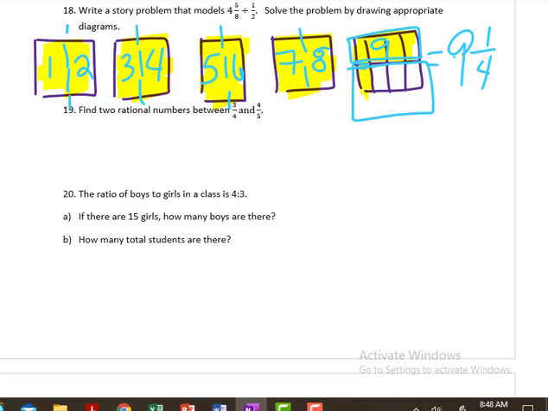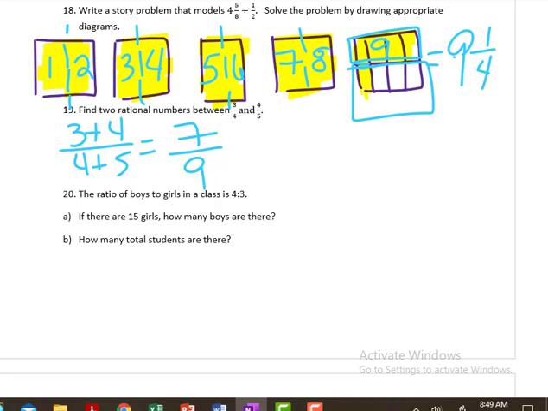Number 19. Find two rational numbers between 3/4 and 4/5. There is a theorem in the book that states that if you add the numerators and the denominators, so 3 plus 4 over 4 plus 5, you will get a number between those two fractions. And so in this case, we get 7/9.